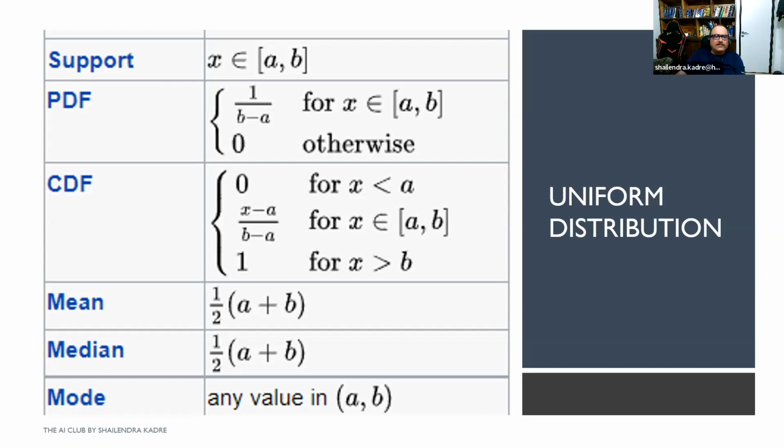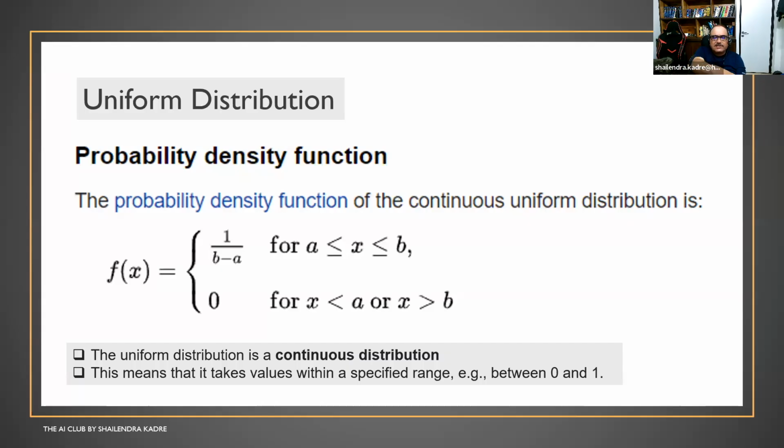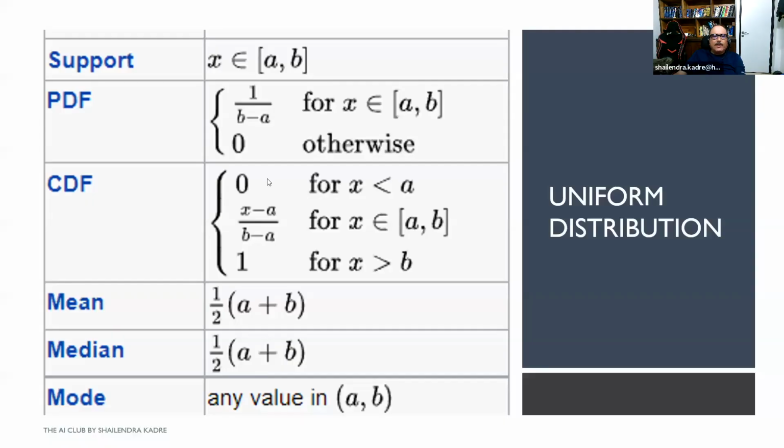PDF, probability density function, we have already seen here. f(x) is equal to 1 upon b minus a for x between a and b, and 0 otherwise. Is this understood? Second row understood?